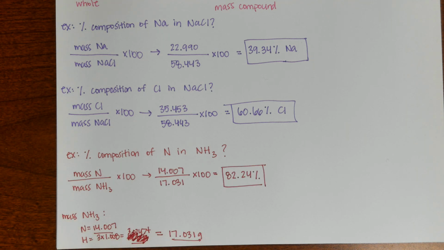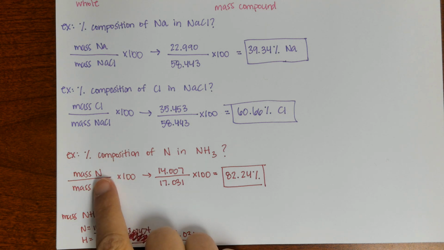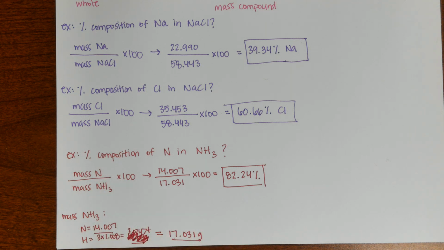Alright, so this should be your answer here, 82.24%. Basically, I got the mass of nitrogen from the periodic table, 14.07, and to the side I found the mass of NH3, which I got as 17.031, plugged it in, and I should get 82.24%. And then if you're to do hydrogen, if you subtract from 100, it should be the percent composition of hydrogen.